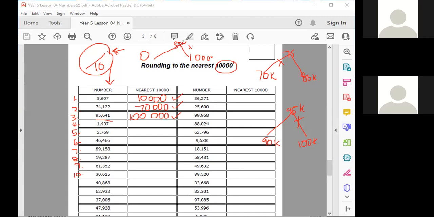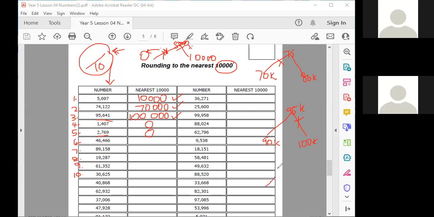1,400. Okay, look at this hill. 5,000 is here. 1,400 must be here. So I'm going to round down to 0. You see that? 2,769. Same story. It's less than 5,000. This is 10,000. This is 5,000. So 2,769 is somewhere here. It's less than 5,000. It will also round down to 0.